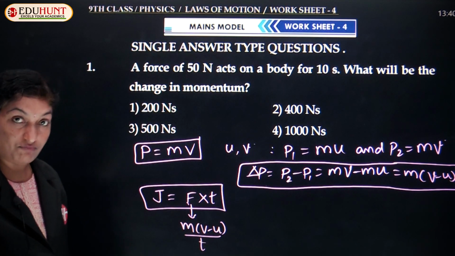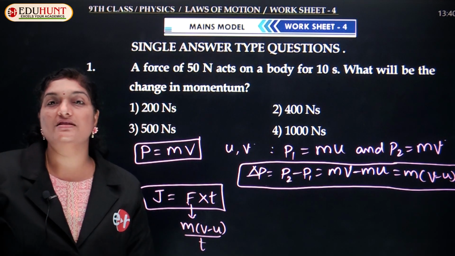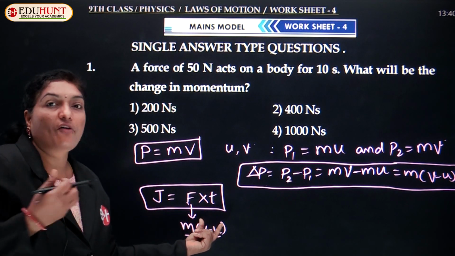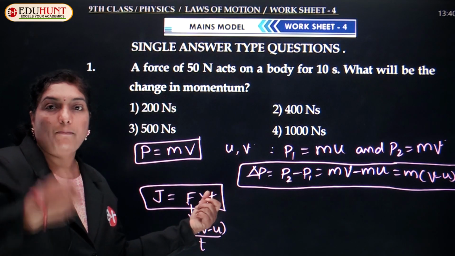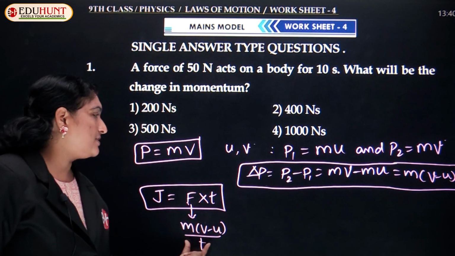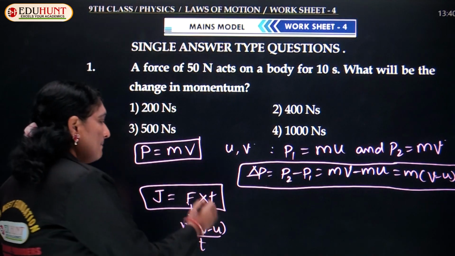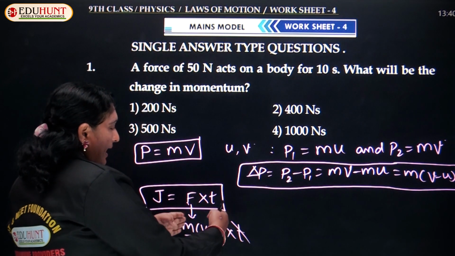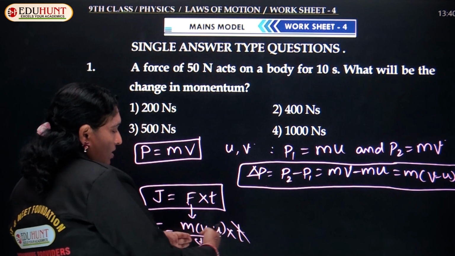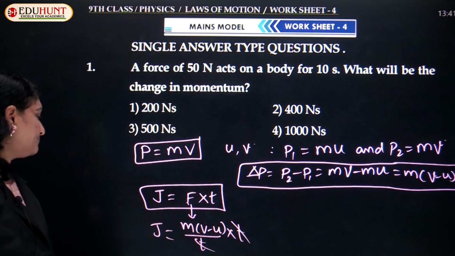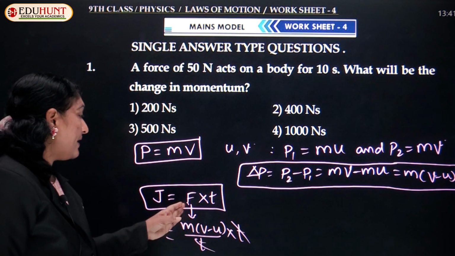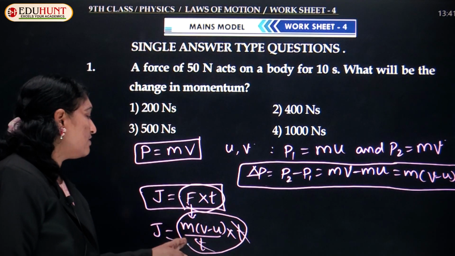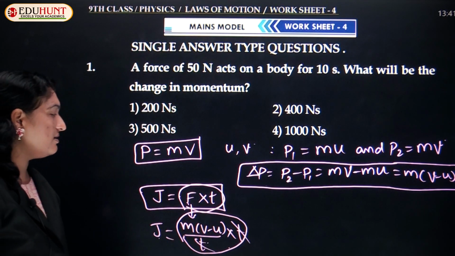According to Newton's second law of motion, the rate of change of momentum is called the net external force. Rate of change means change in momentum upon time. So m(v minus u) by t equals force multiplied by t. This t and t get cancelled. So J is equal to m into (v minus u) by t into t, or equal to m into (v minus u). Either you multiply force into time, you get the impulse, or you multiply the rate of change of momentum with the time, you also get the same value, impulse.